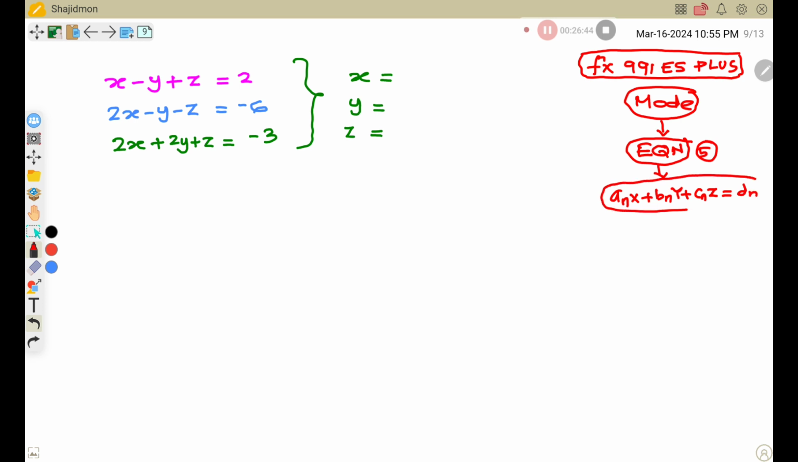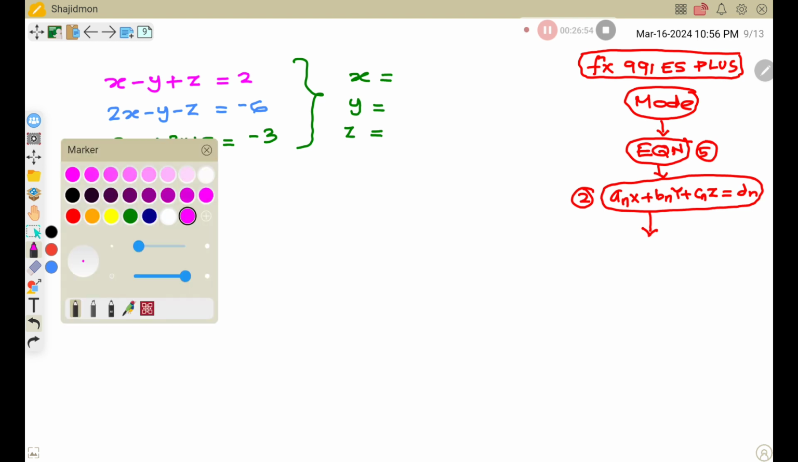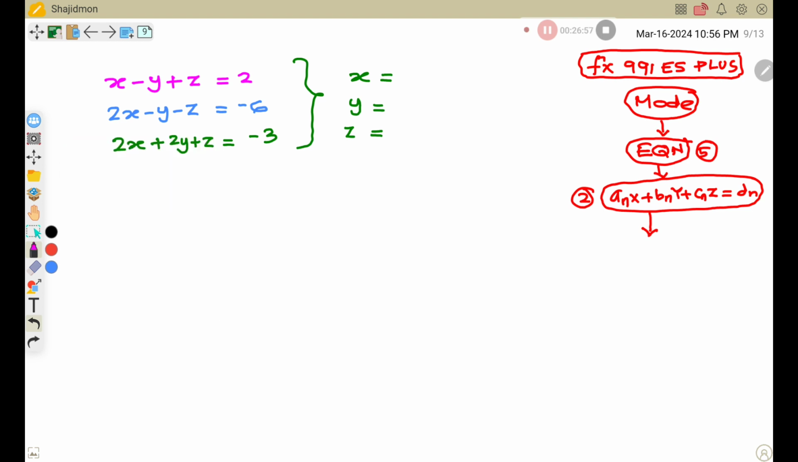This button you can press. This is actually number 2. After that, once you press number 2, the calculator will ask for the coefficients in each equation. For example, for the first equation: x coefficient 1, press equal to; y coefficient minus 1, press equal to; z coefficient 1, press equal to; right side number is 2.